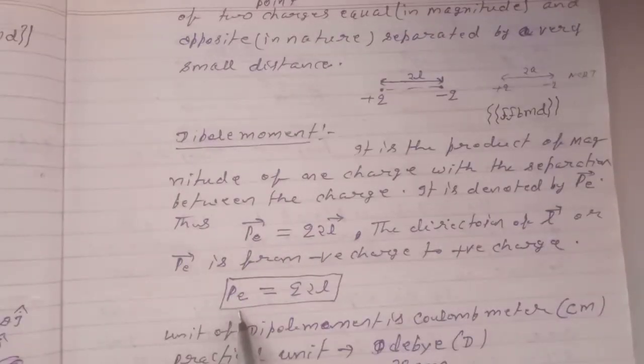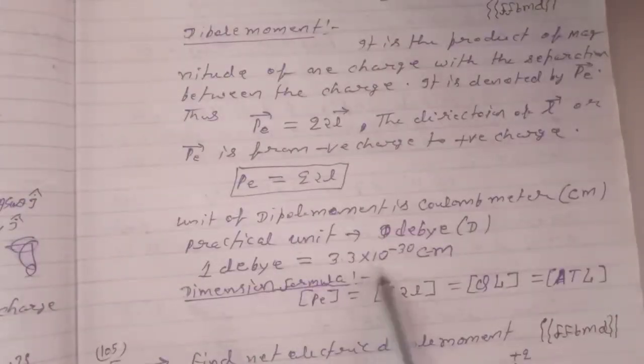In magnitude form, P equals q into 2L. It represents the magnitude of the dipole moment. The unit of dipole moment is coulomb meter. Here q is in coulomb and L is in meter, so coulomb meter. The practical unit is the debye, represented by D, and 1 debye is equal to 3.3 into 10 to the power minus 30 coulomb meter.